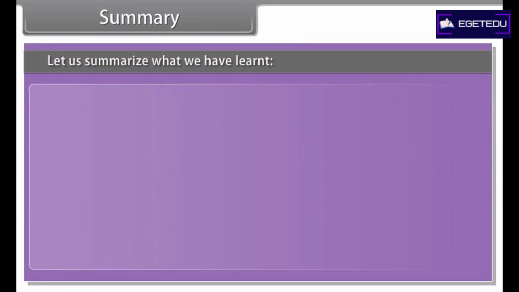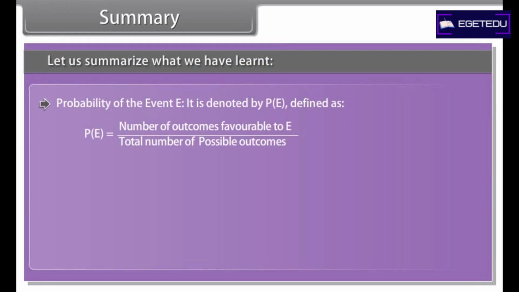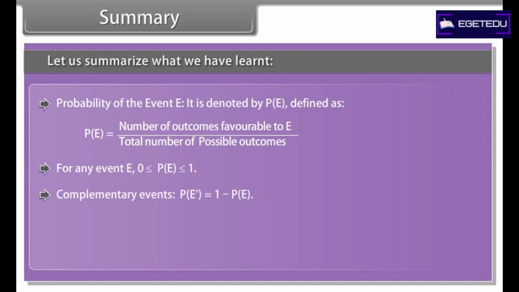Summary. Let us summarize what we have learned. Probability of the event E is denoted by P(E), defined as P(E) equals number of outcomes favorable to E by total number of possible outcomes. For any event E, 0 is less than or equal to P(E) is less than or equal to 1. Complementary events: probability of event not E is equal to 1 minus probability of event E. Impossible event. The probability of an impossible event is 0.